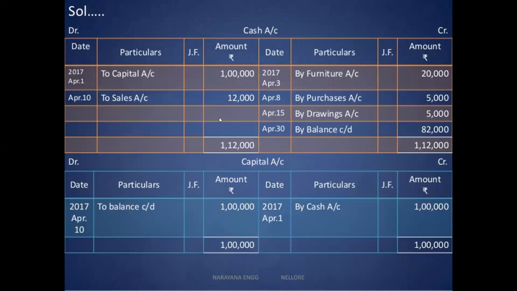Cash is an asset, no? So it is a debit balance, it is a debit amount, that is 82,000 rupees. So that is one transaction.